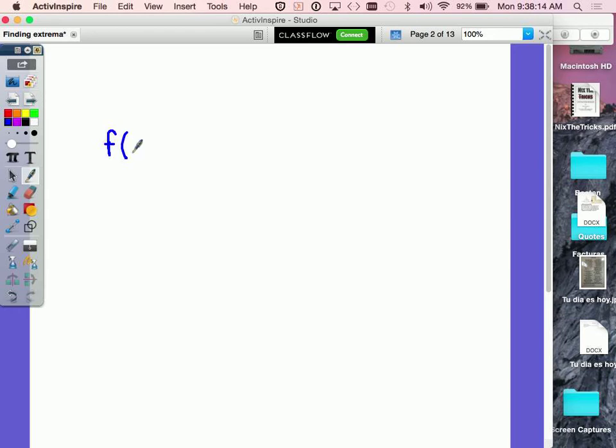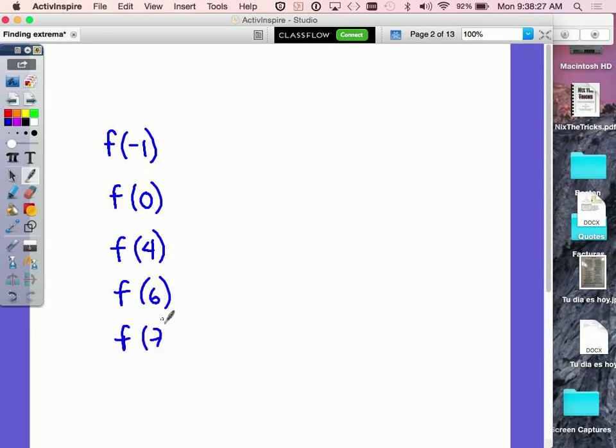And so all I need to do is evaluate the function at those places. So I want f at -1, f at 0, f at 4, f at 6, and f at 7. Those are the only possible locations where an absolute extrema could occur. And so if I look at those 5 and choose the largest, it therefore must be the absolute maximum. And if I look at those 5 and choose the smallest, it therefore must be the absolute minimum.